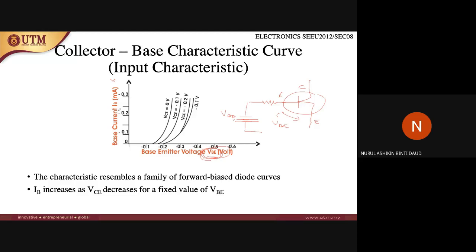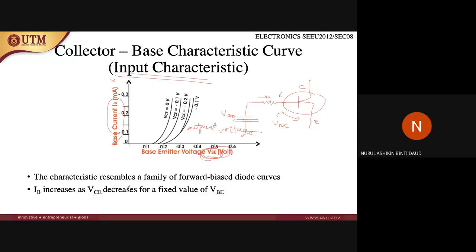The information given for the y-axis is the base current, the current at the base. So this is the input current. Input voltage and input current will give you the information. You will get information for the output voltage. The graph that you will plot will be the output voltage. So this graph is an input characteristic graph.